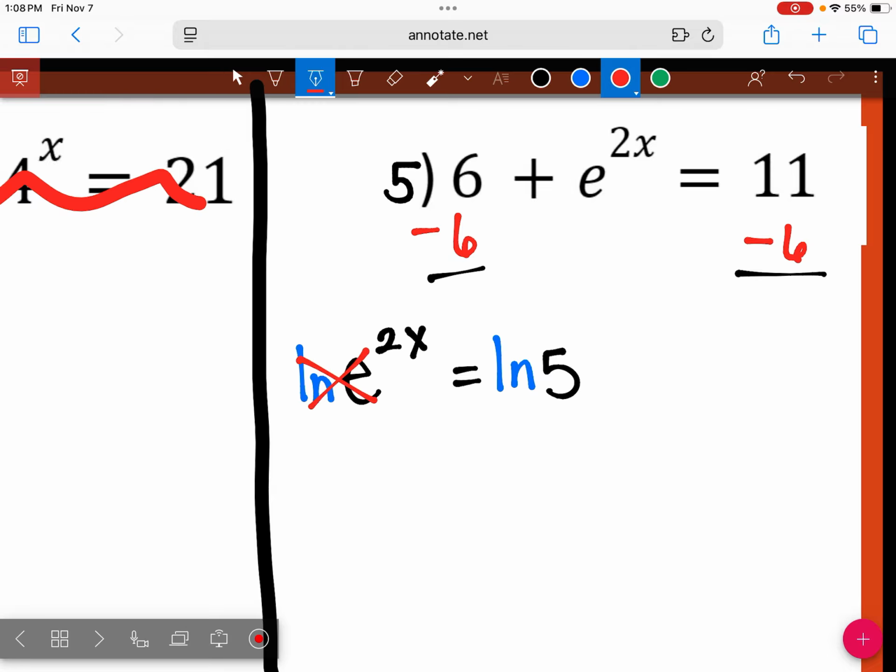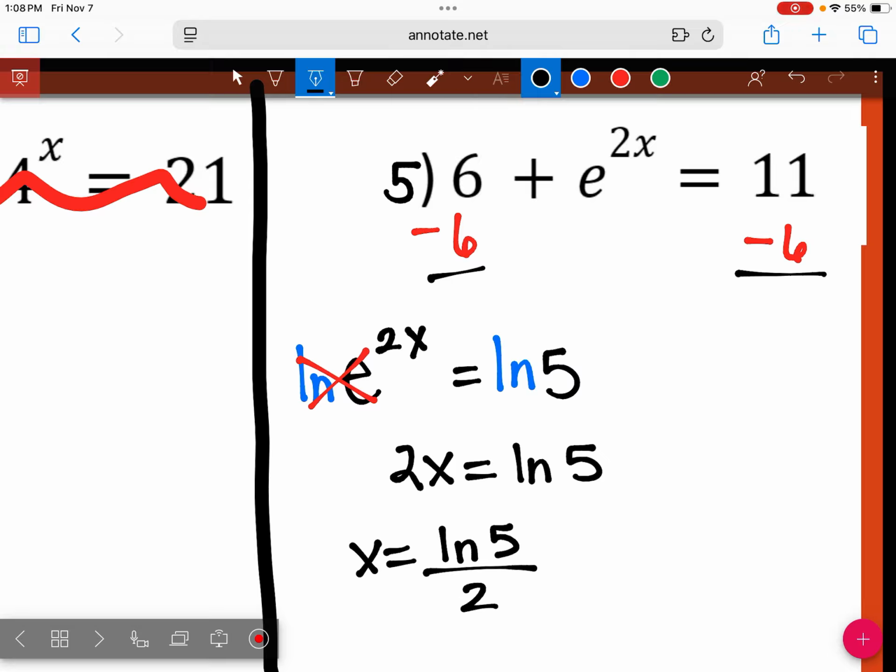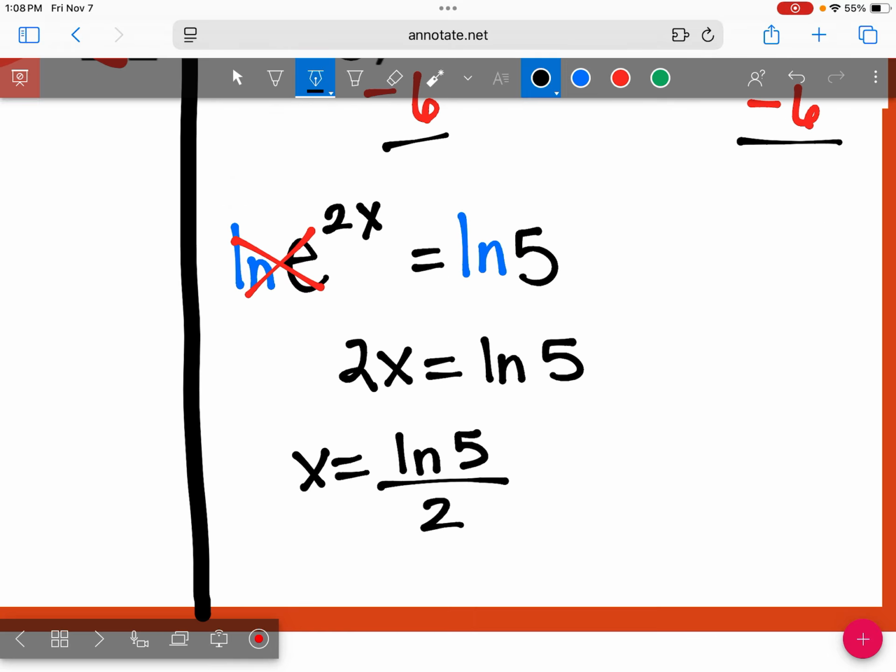That 2x, that's an exponent, it's in the sky, it's going to come down. Now that 2x is no longer an exponent. It's just 2x equals the natural log of 5. Divide both sides by 2. X equals the natural log of 5 divided by 2. That is my exact answer. Now let's type it in our calculator to get our estimate, or the approximate.